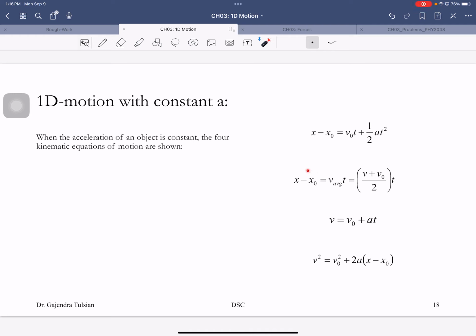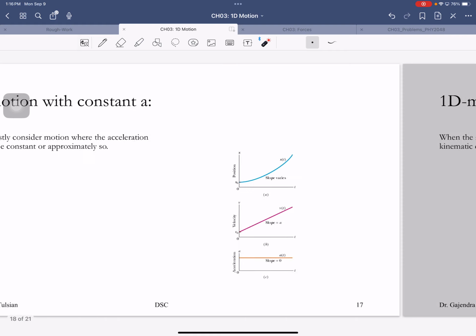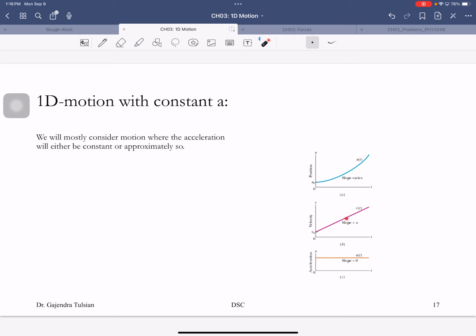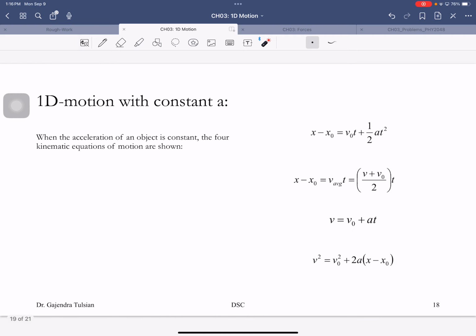This tells you, again, displacement is average velocity times time. And when the acceleration is constant, the average velocity is equal to final velocity plus initial velocity divided by 2. It's just the average of those two. This equation gives you final velocity as a function of time. Again, when acceleration is constant, velocity is a linear function of time, and that's what this is telling you.